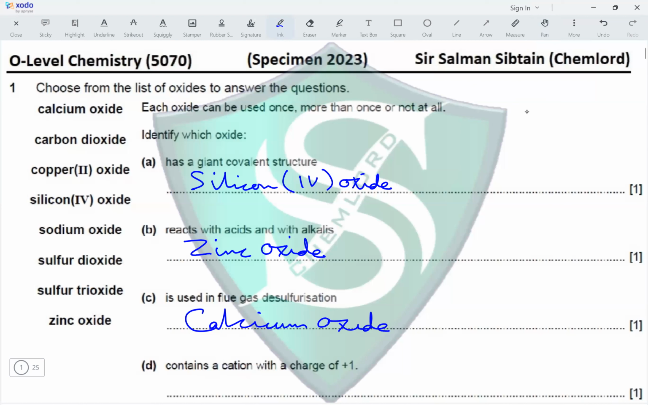Part D contains a cation with a charge of +1. Okay. So calcium oxide has a Ca2+ ion. Carbon dioxide is not ionic. Copper(II) oxide, the number 2 written here states that the charge of the copper ion is +2. Silicon(IV) oxide is a covalent compound. Sodium oxide has sodium with a charge of +1. So this should be our answer. So contains a cation with a charge of +1, sodium oxide.